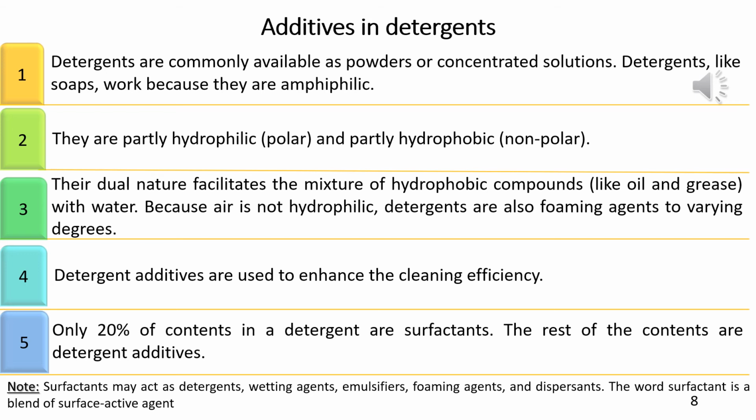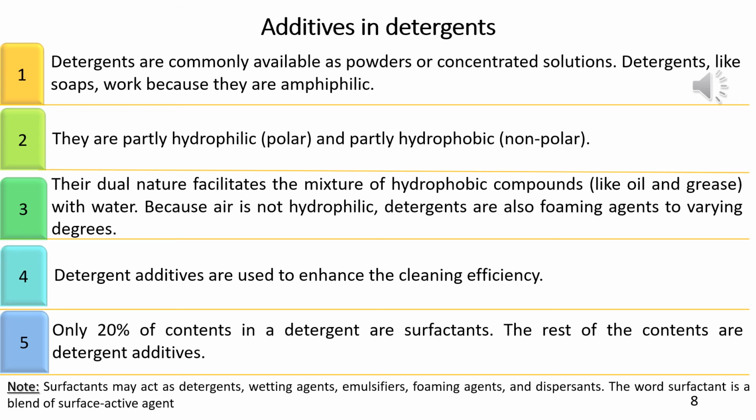Number 4, detergent additives are used to enhance the cleaning efficiency. So when we produce the detergents, or when the production of detergents takes place, we add different types of additives to enhance their efficiency. There are different types of additives: optical brighteners, surfactants, cleaning agents, perfumes, and fragrance are added in detergents to enhance their ability and efficiency.